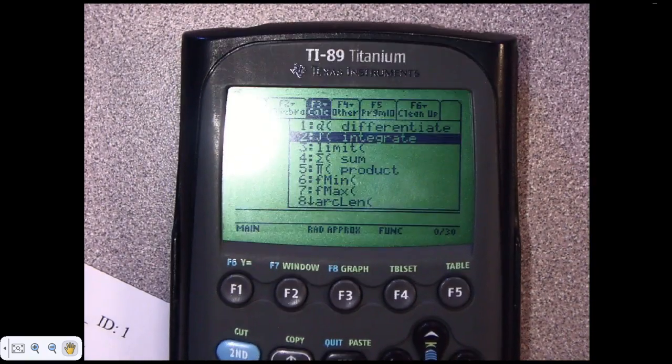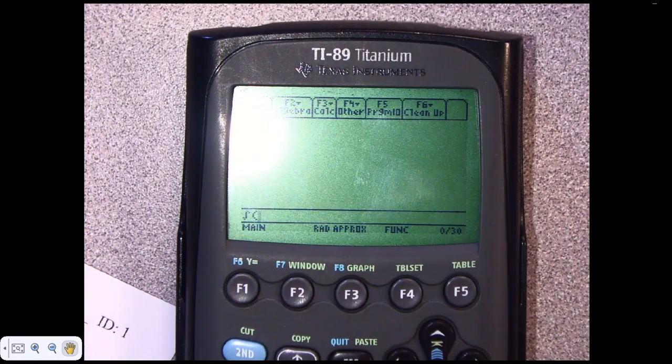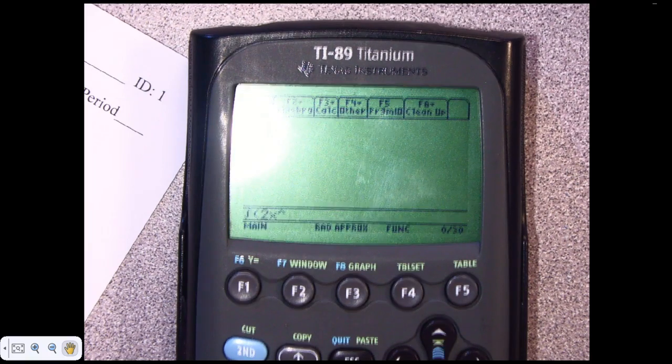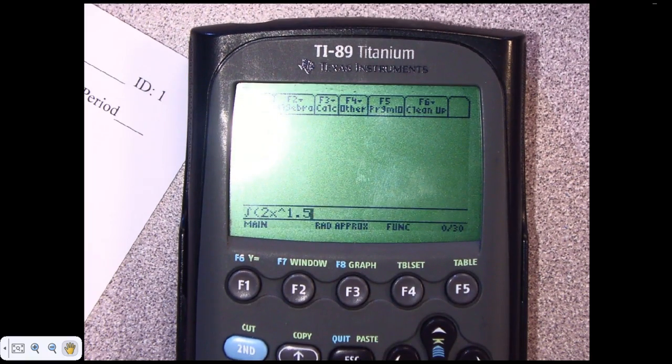Choose integrate. And I'm going to type in the top minus the bottom. So I would do this as 2x to the 3 halves, or like 2x to the 1.5, because then I can avoid dealing with parentheses. I think it's probably easier.